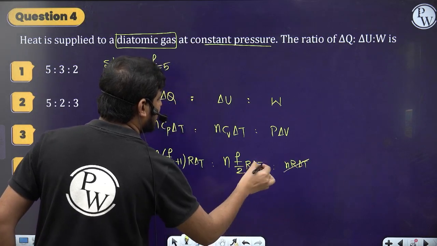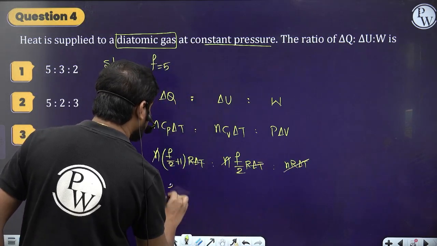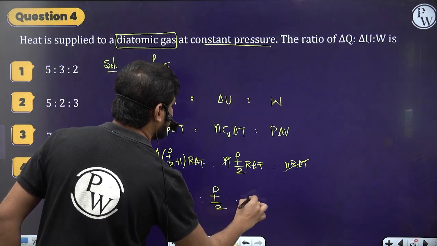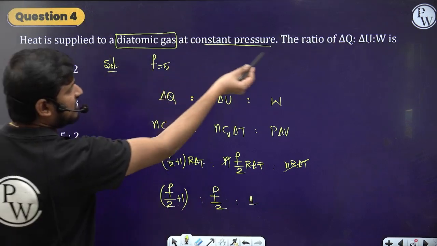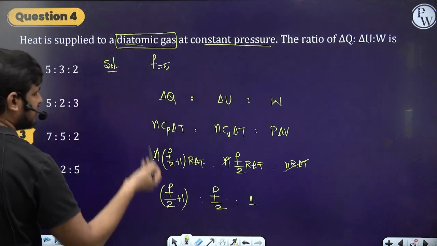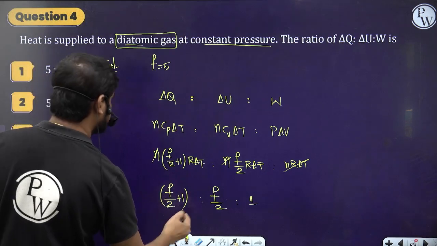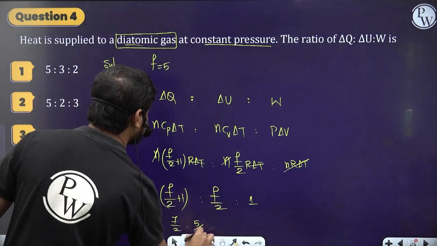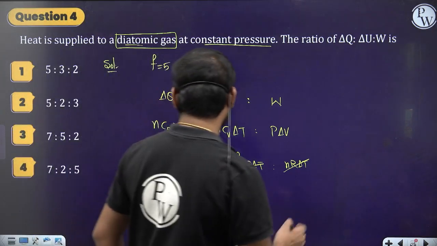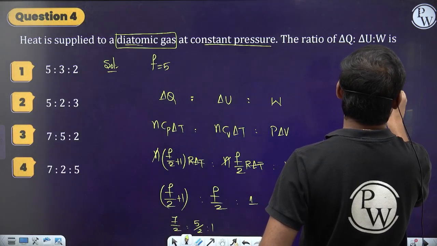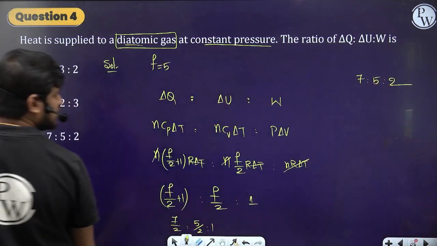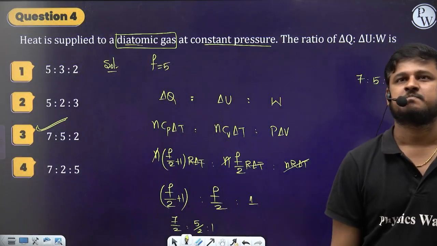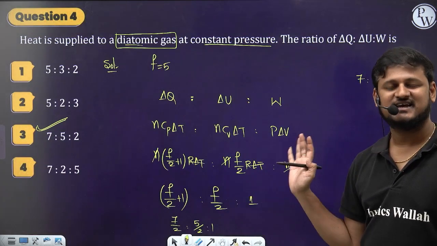So nRΔT cancels everywhere. We get f/2 + 1 for heat, f/2 for internal energy, and 1 for work. So we wrote it in the same order only, right? Yes. Then for the diatomic gas, substitute: we get 5/2 + 1, which is 7/2, then 5/2, and 1. Multiply everything with 2, so 7 is to 5 is to 2. So option 3 is the correct one, guys.